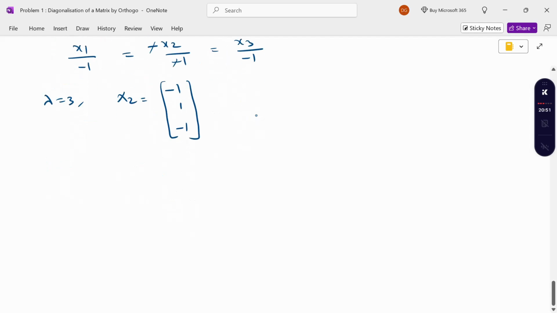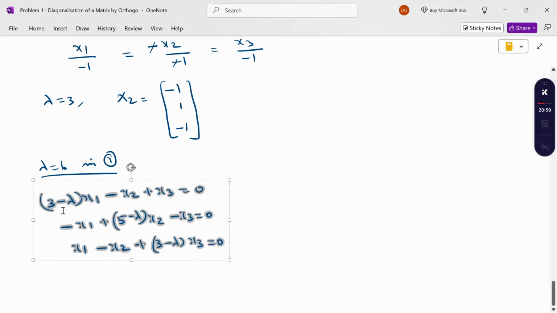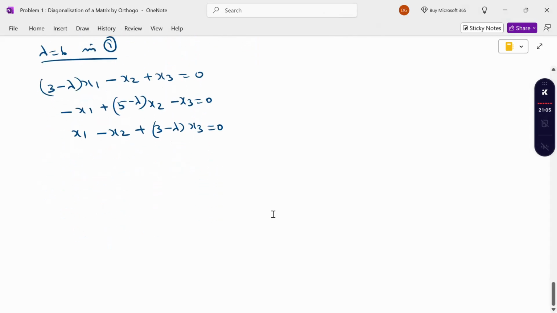Then lambda 6, in one equation substitute. Therefore we have this linear 3 cross 3 linear equation. 6 when I substituted, minus 3x1 plus x3 0. Then when I substituted 5 minus, so 6 minus x2 minus x3 0, x1 minus x2. When I substituted lambda 6 minus 3x3 0.